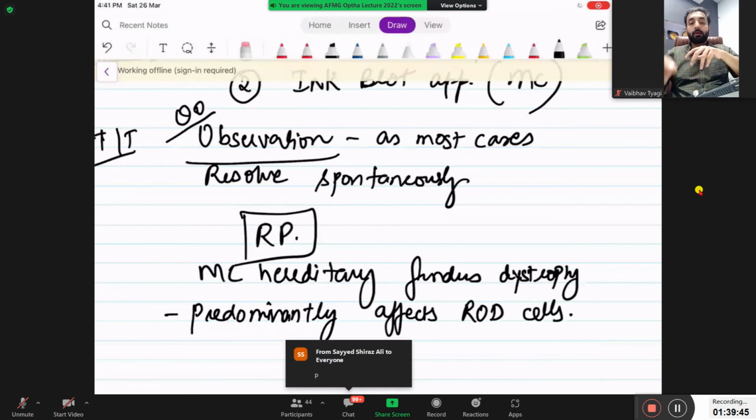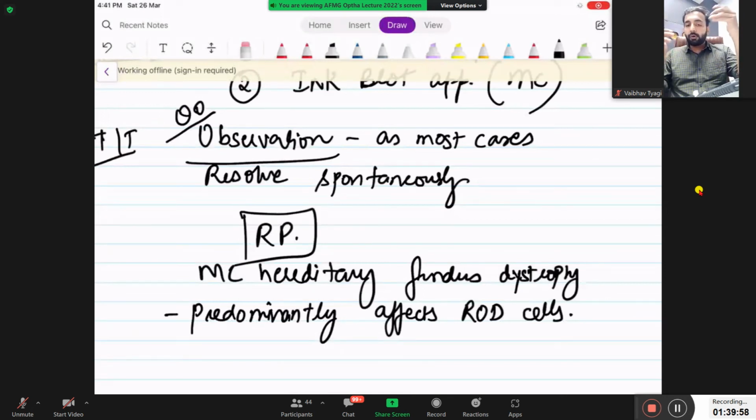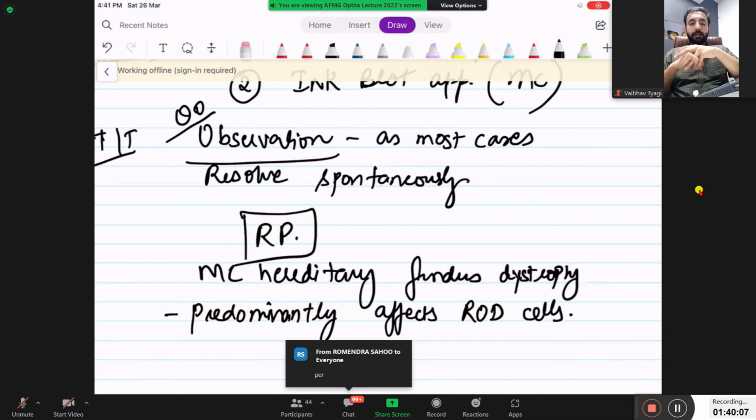Tell me in the chat box. Periphery of the retina, right? Good. Now you will tell me, in retinitis pigmentosa, I have told you that it affects predominantly rod cells. So if rod cells are affected, which type of loss of vision will be there? Central loss of vision or peripheral loss of vision? Chat box, write down. Peripheral loss of vision will be there, right?